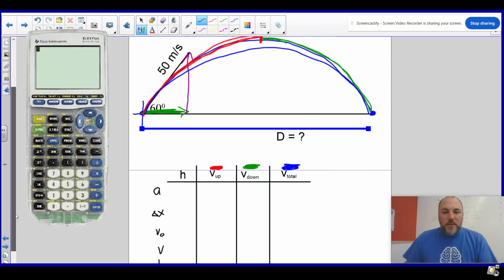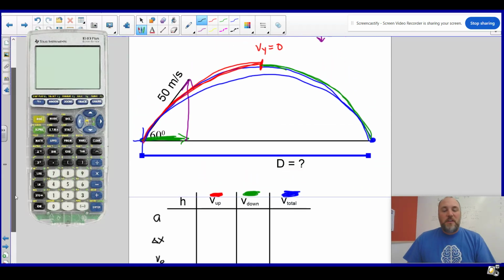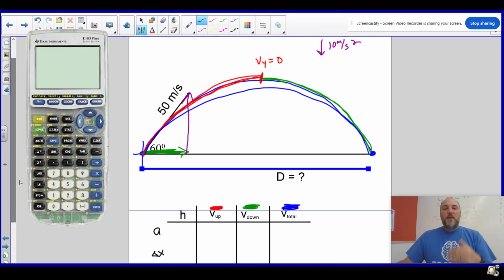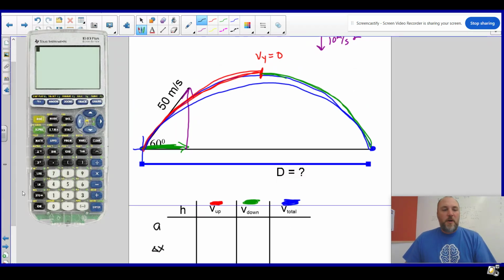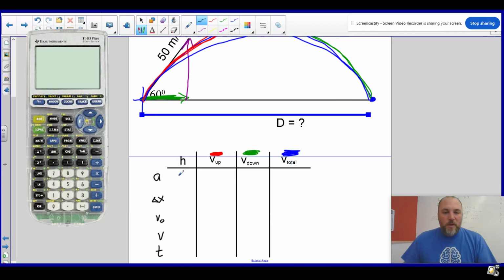Now, I'm going to look at each of those columns and determine if I know any of that information. Well, the first thing I know is that in a projectile or a free fall problem, there is no acceleration in the horizontal direction, or the x direction, so maybe I'll just put an x there. And in the vertical direction, all of the accelerations are going to be -10. They're just gravity, and they point straight down. So all the accelerations here are -10 meters per second squared.